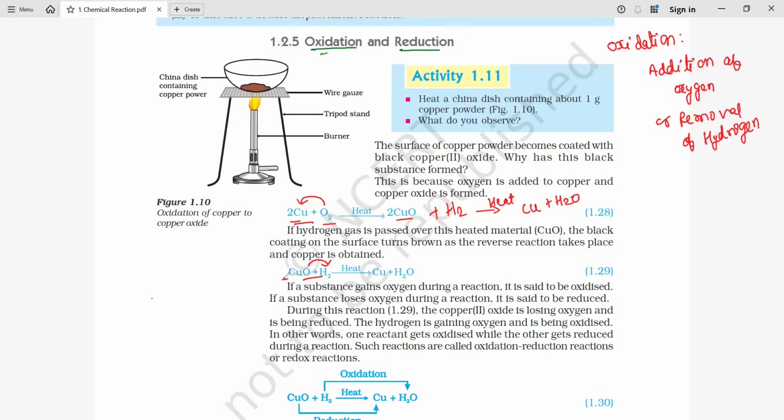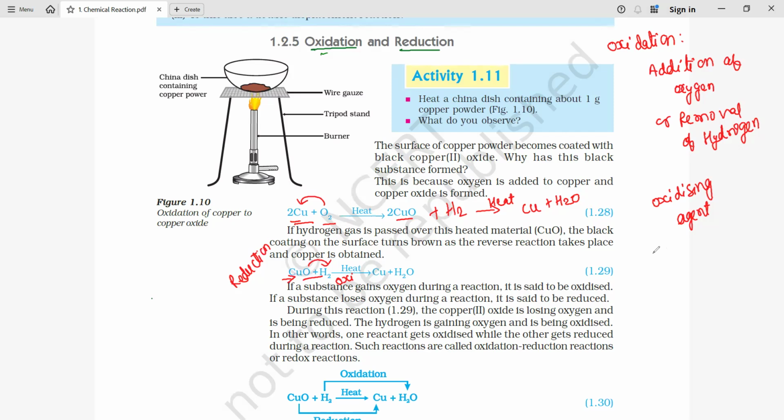So in the second reaction, copper oxide lost the oxygen, so copper oxide was reduced, and hydrogen was oxidized. So like this, you have to keep the concept in mind. The substance which is going to supply the oxygen will be called the oxidizing agent. Similarly, the reducing agent, opposite of the oxidizing agent. The substance which is helpful to reduce the oxygen will be called as the reducing agent.